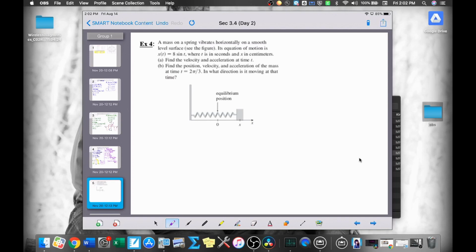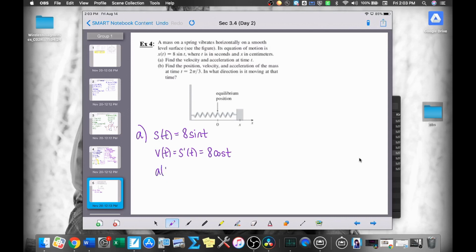Well, in order to do part B, we have to first do part A. So we are given the function that they're calling it x of t. I'm going to call it s of t just because we're used to our position functions being s. So s of t is equal to 8 times sine of t. And they want us to find the velocity and the acceleration. Well, we know that velocity would be equal to the derivative of position. So I just have to find the derivative of 8 sine t. Well, the coefficient 8 comes along for the ride, and the derivative of sine is cosine. So the function for velocity would be 8 cosine t.